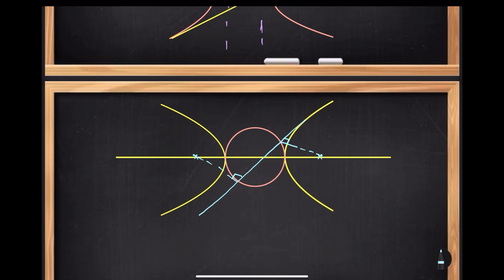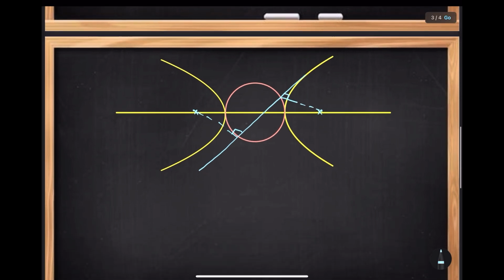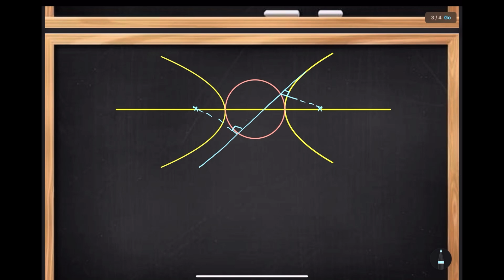Okay, so the point is, the locus of the foot of perpendicular on any tangent will be the collection of points on the auxiliary circle. Okay, so this is the next property.